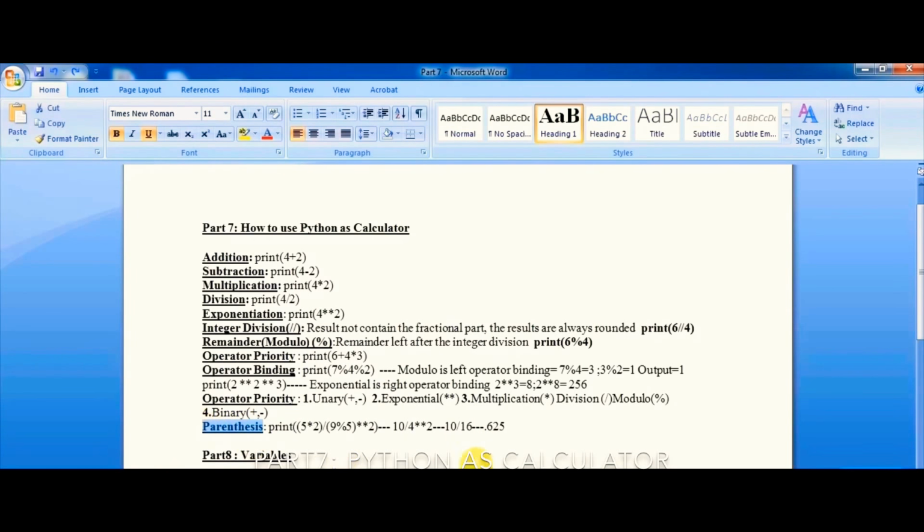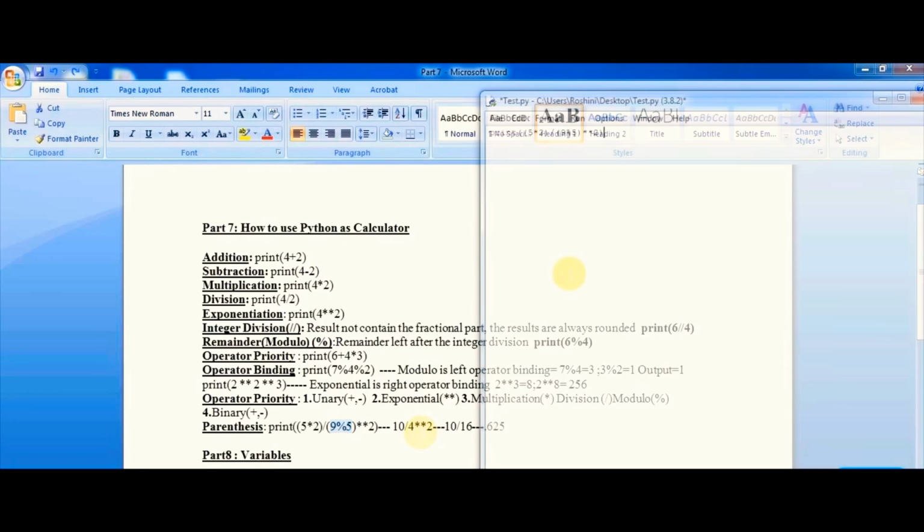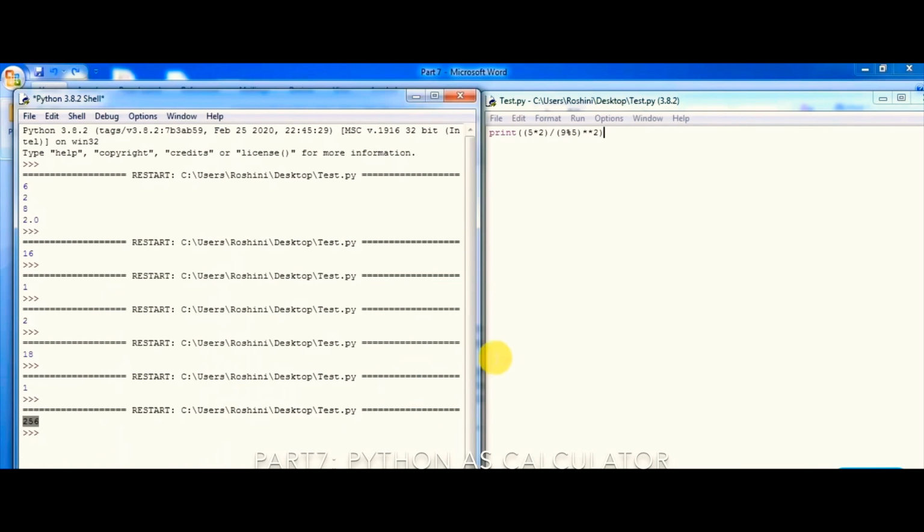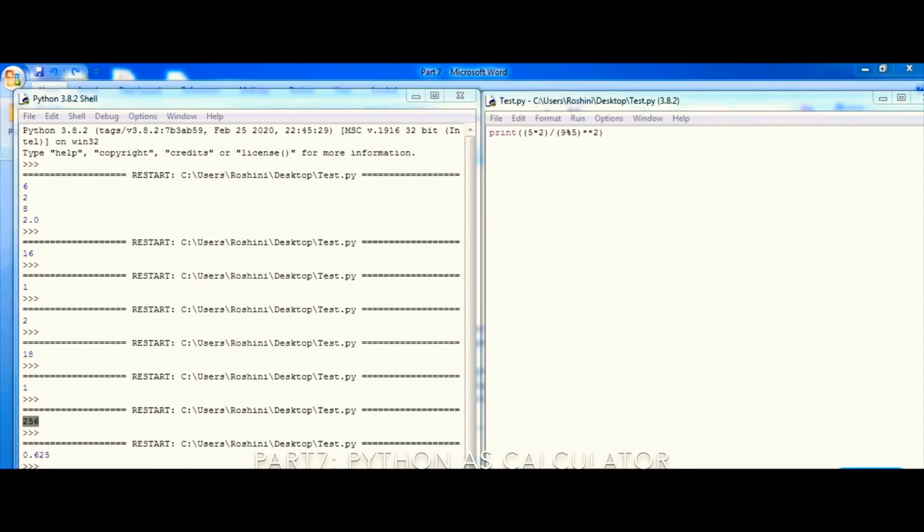Next we are discussing parentheses. In accordance with arithmetic rules, parentheses are always calculated first. In this code, parentheses will be calculated first, then follow the same operator priority that we discussed before. Check the output. We will get the output as 0.625.